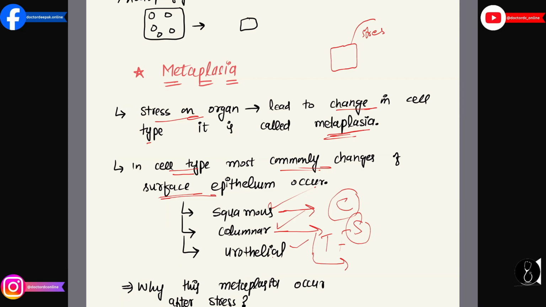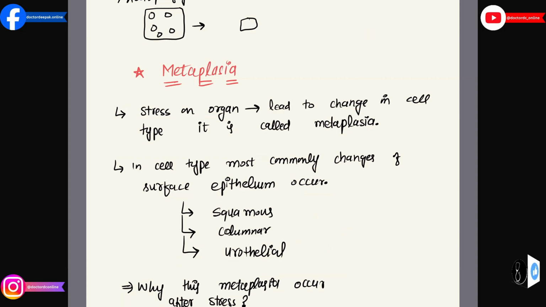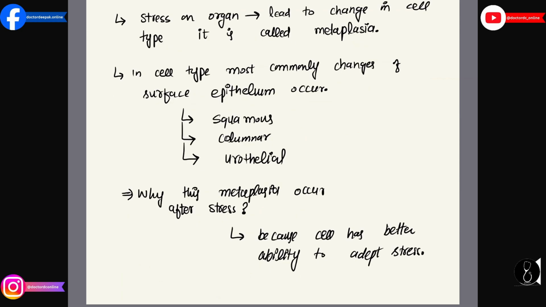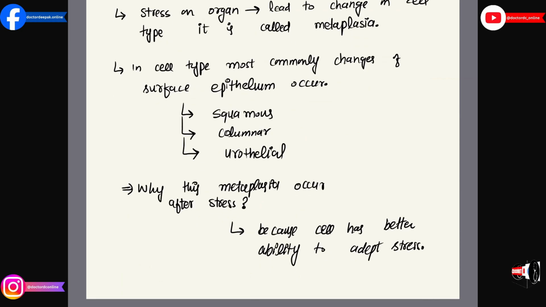So basically metaplasia is simply a change of cell type. When a cell changes from one epithelium to another epithelium, it is called metaplasia. Please always keep this in mind. Let's take an example to understand this. First of all, we have to understand why metaplasia occurs after stress.